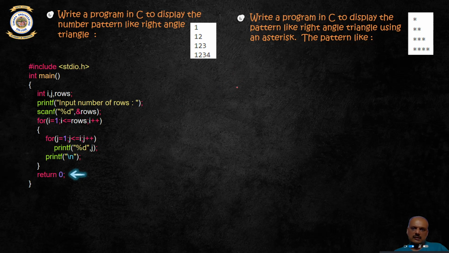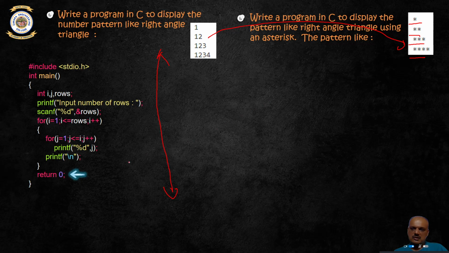Here is another program. Instead of numbers, I need to print asterisks. What is the change that I need to make in this code snippet so that I can change the pattern from a number pattern to an asterisk pattern? Basically the pattern is the same.